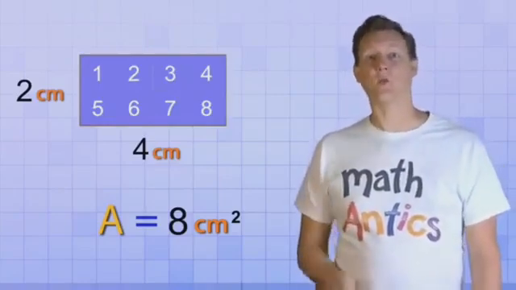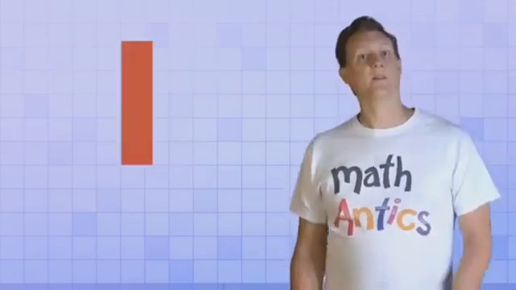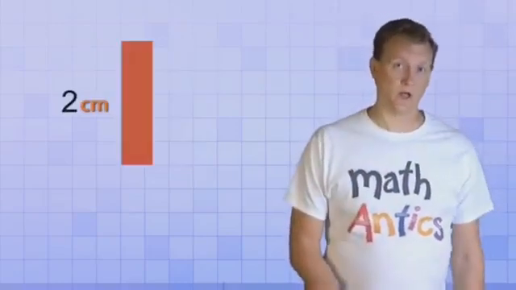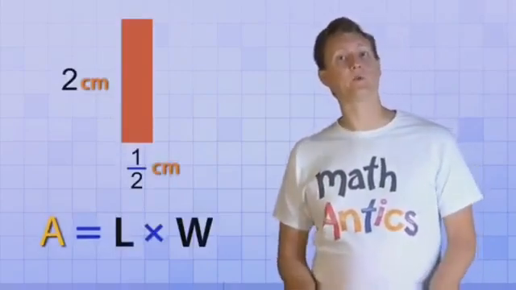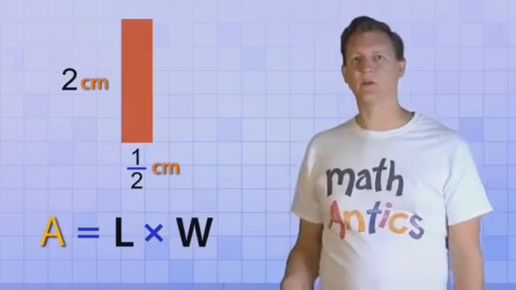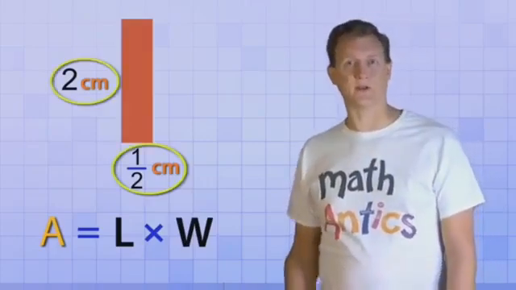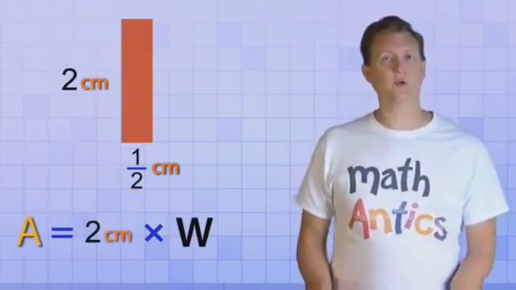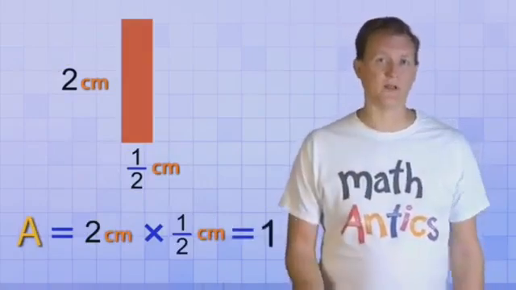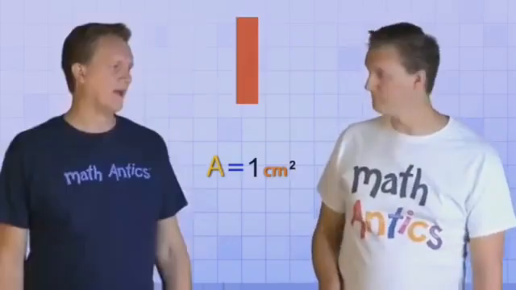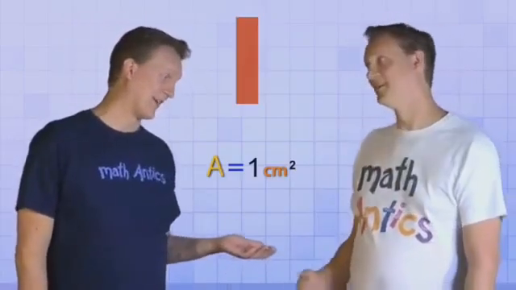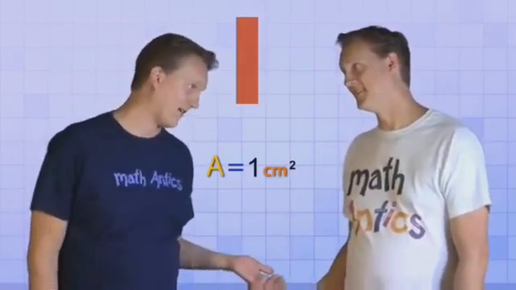Great. Let's try our formula on one more rectangle. This rectangle is 2 centimeters long, but only half a centimeter wide. And our formula, area equals length times width, tells us that we just need to multiply these two sides together to get our area. 2 times 1/2 equals 1. So this rectangle is also 1 square centimeter. How could that be a square centimeter? It's not even a square.